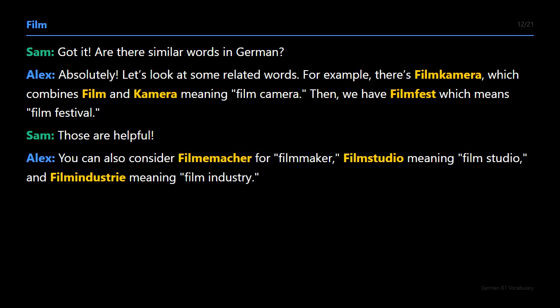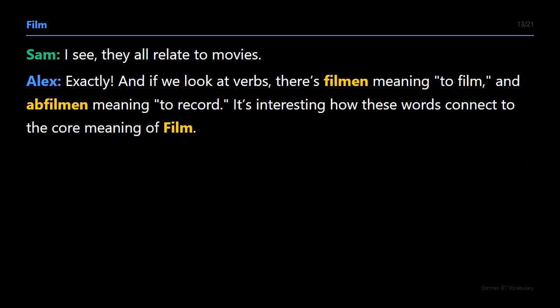You can also consider Filmemacher for filmmaker, Filmstudio, meaning film studio, and Filmindustrie, meaning film industry. I see, they all relate to movies. Exactly.